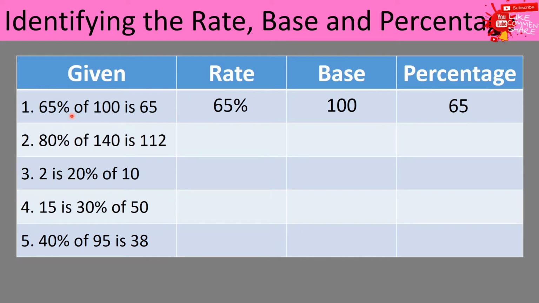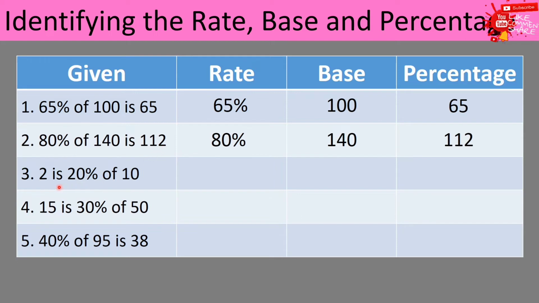Okay, so matik, alam natin na kapag may sign na percent, rate na yon. And kung ano yung number sa tabi ng of, take note, kung ano yung number sa tabi ng of, iyon yung base. Kaya ang ating rate ay 80%, ang ating base is 140 kasi siya yung number na katabi ng word na of. And then kung ano yung number na katabi ng word na is, siya yung percentage. So, 112 yung ating percentage.